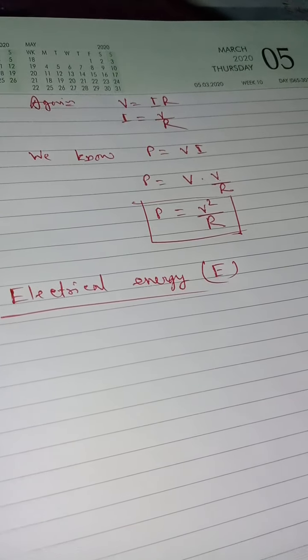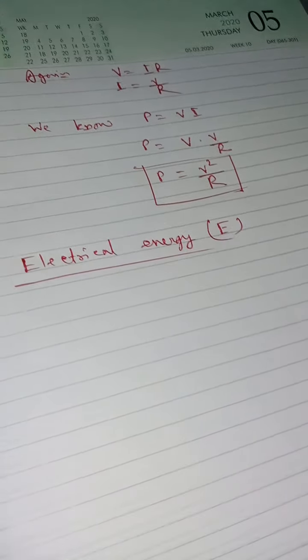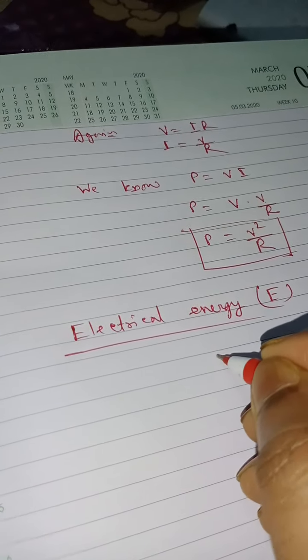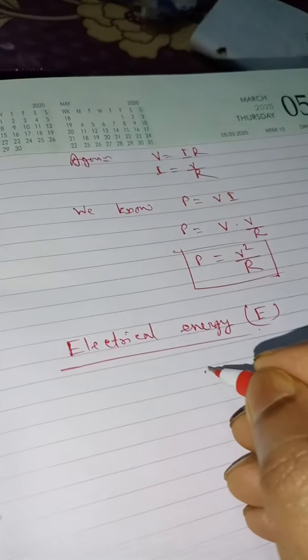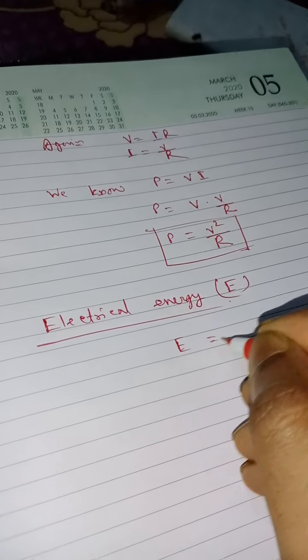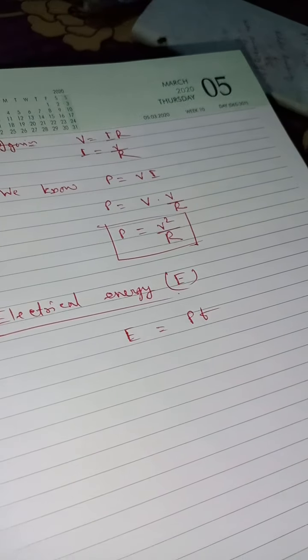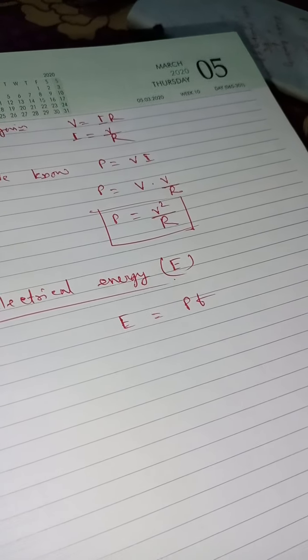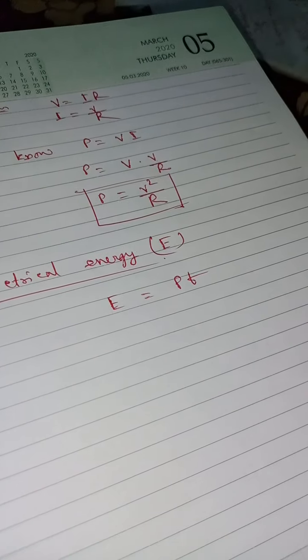Now this electrical energy, how can you measure? If I say E is the electrical energy, E is equal to electrical power into time. E is equal to power into time.